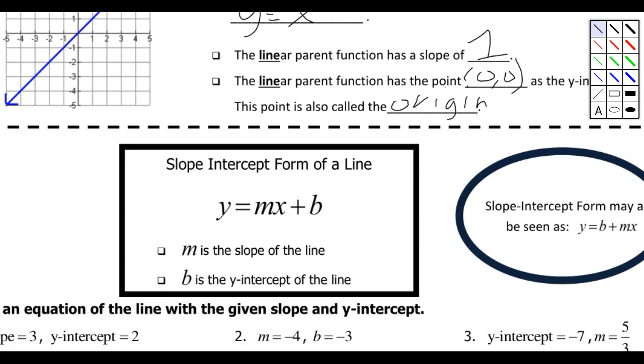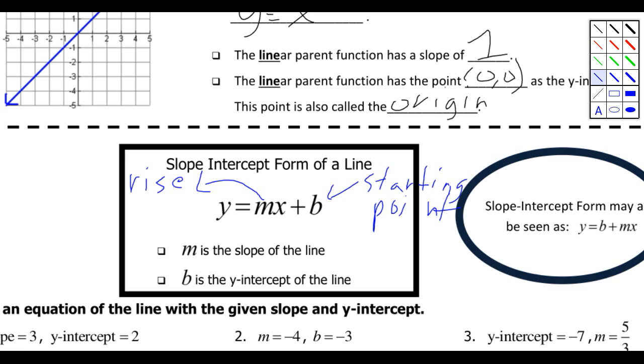Now, this will be more important as we go. So, that b, when we go to graphing, is actually the starting point. B is the starting point for our graphs. And m, as we will keep recalling, is rise over run.